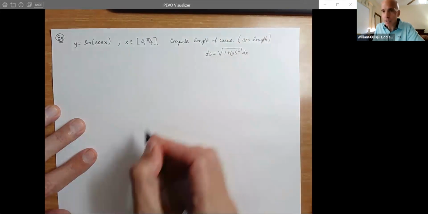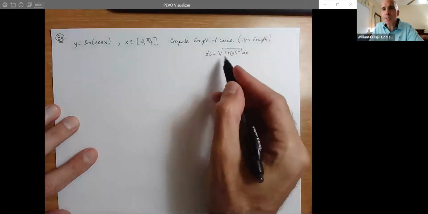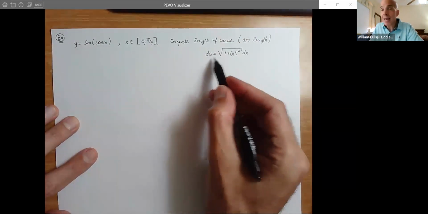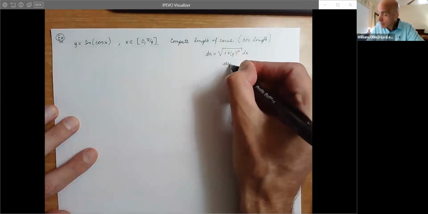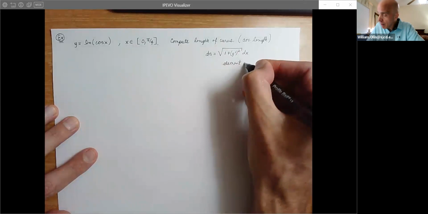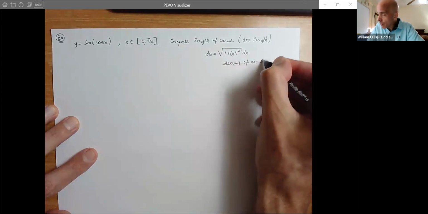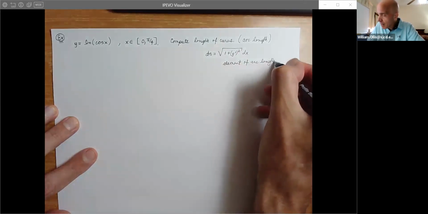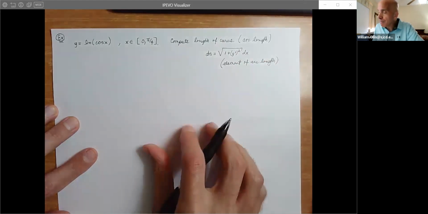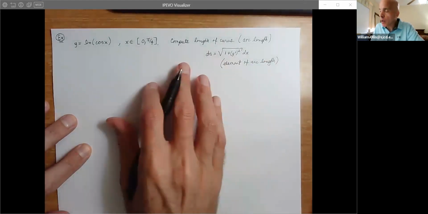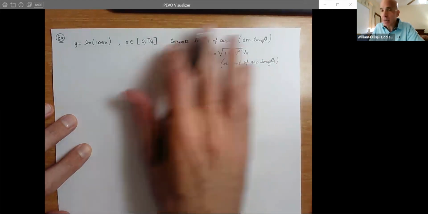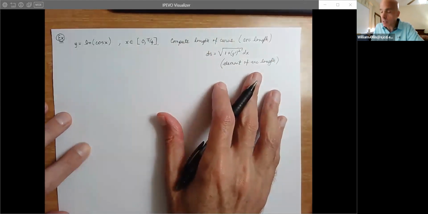If the independent variable is x. So the physicists love this. They just say element of arc length, element of arc length. Like I say, the ideas here are very user-friendly, because they take all the concepts you learned in Calculus 1.